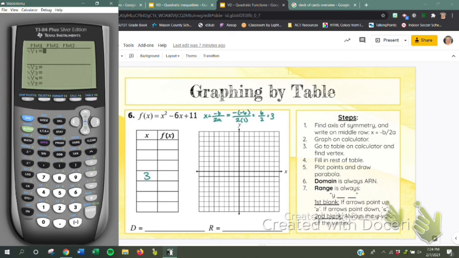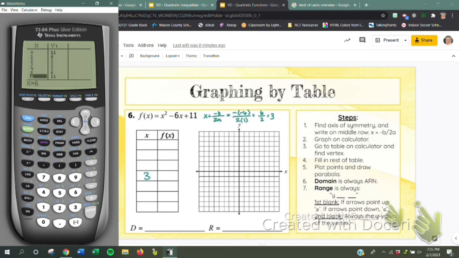We need to clear out the one that's already there, and we can type in x squared minus 6x plus 11. And hit graph just to get a gander at this graph, see what it looks like. And there's what it should roughly look like. So, when we're done, we can make sure that we didn't completely screw it up. Now we want to hit second graph, which is table.